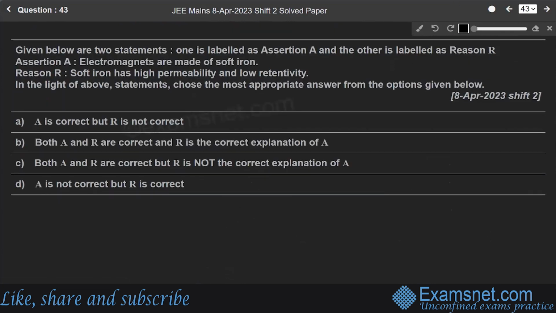This says that given below are two statements, one is labeled as assertion A and the other is labeled as reason R. Assertion A is electromagnets are made up of soft iron. This is a very true statement, students. Electromagnets are always made up of soft iron, and the reason given is that soft iron has high permeability and low retentivity. This is the very true reason for this statement. So the correct option is option B. Both A and R are correct, and R is the correct explanation of A.